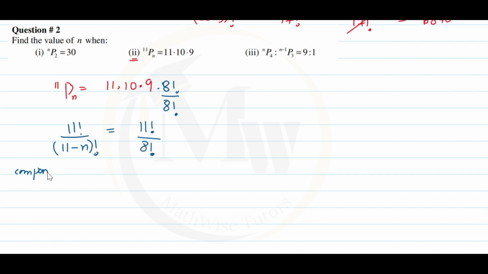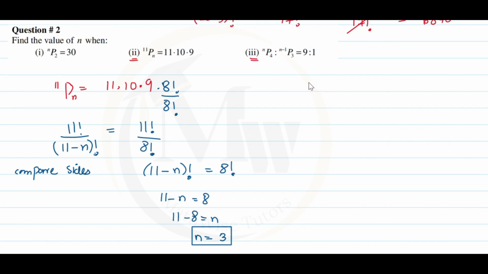If you look at this, comparing both sides, the numerator is the same, so it means the denominator should also be equal. So we write them equal. If their factorial forms are equal, it means the numbers are also equal. So 11 minus n would be equal to 8, and 11 minus 8 equals n, which gives you n is equal to 3.